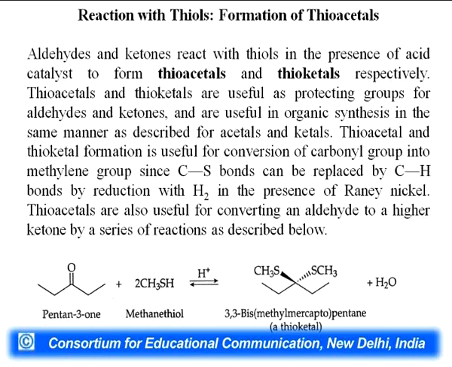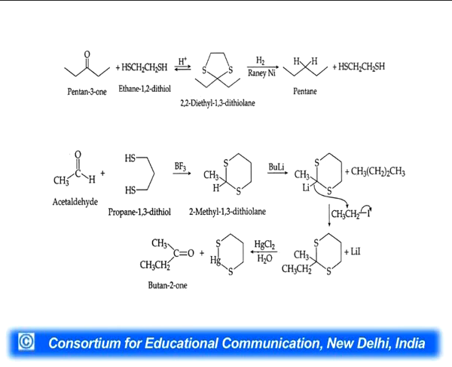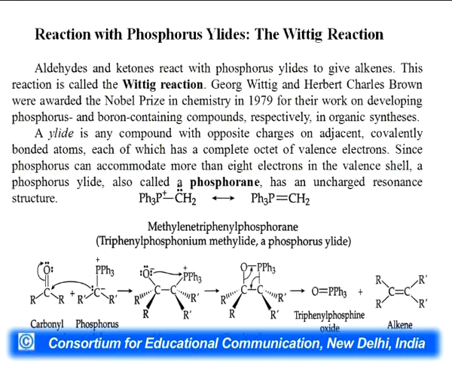So, pentan-3-one when it reacts with methanethiol will give you 3,3-bis(methylmercapto)pentane. It is a thioketal because sulfur is there. These are other reactions. When pentan-3-one reacts with ethane-1,2-dithiol, it will give you 2,2-diethyl-1,3-dithiolane, and after reduction it will give you pentane. Acetaldehyde, when it reacts with propane-1,3-dithiol, will give you 2-methyl-1,3-dithiane, and after reaction with ethyl iodide and mercuric chloride, it will give you butan-2-one.